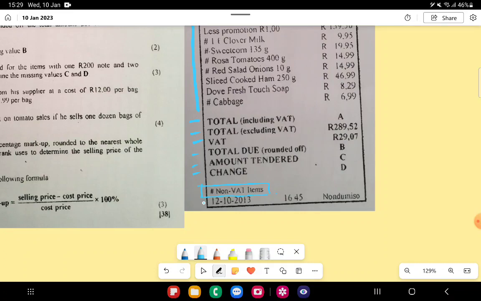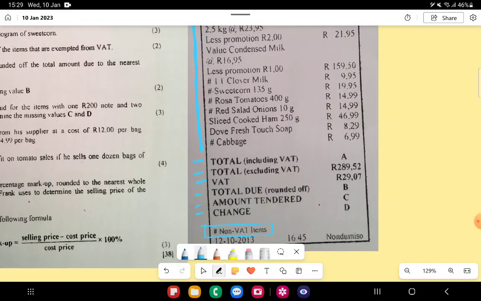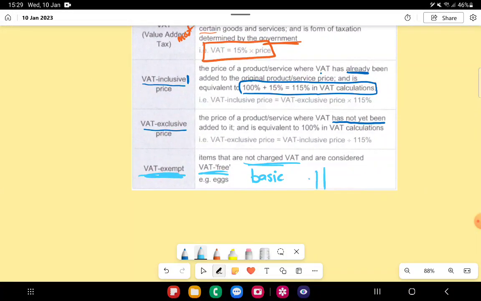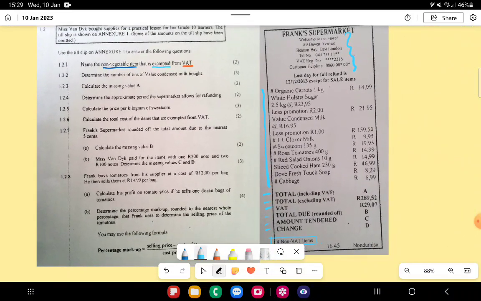Here's an item that says hashtag non-VAT items. Now on this receipt in particular, the way that you know an item is VAT exempt is because it has a hashtag. So our VAT exempt items will either have a hashtag on the receipt or an asterisk. But you see on the receipt, it actually tells you the meaning of it. So you will always be able to read which ones are VAT exempt. So we have got 1, 2, 3, 4, 5, 6 items that are VAT exempt.